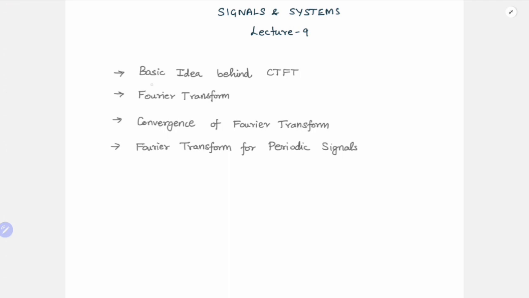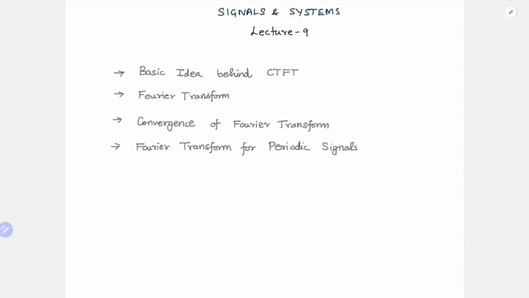And first, to start with, we'll see the basic idea behind continuous time Fourier Transform. And then we'll see the derivation for Fourier Transform. And we'll see the convergence of Fourier Transform, just like we did for the Fourier series. And then we'll finally see the Fourier Transform for periodic signals.